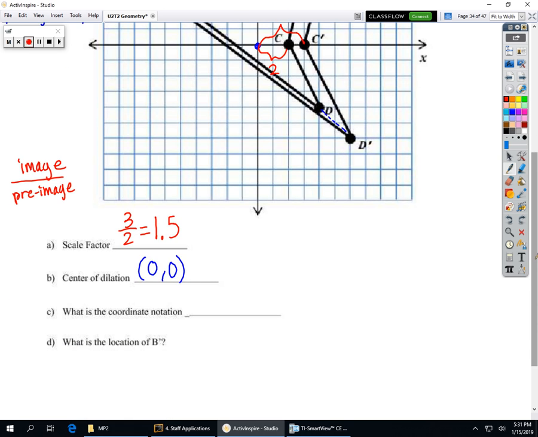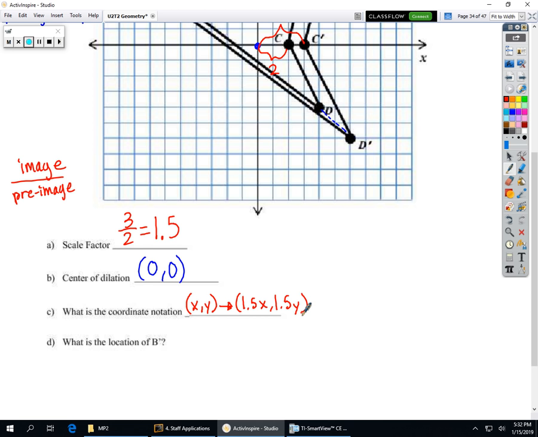All right. Coordinate notation, that's something we've been doing all year. That means, how do I get from one point to the transformed point? What do I have to multiply to get from one point to the other? I need to multiply by 3 halves or 1.5. So 1.5x, 1.5y. That is my coordinate notation.